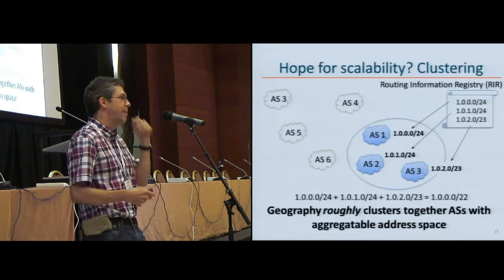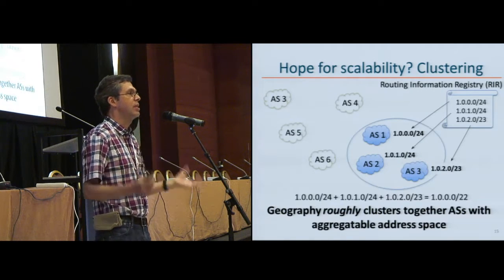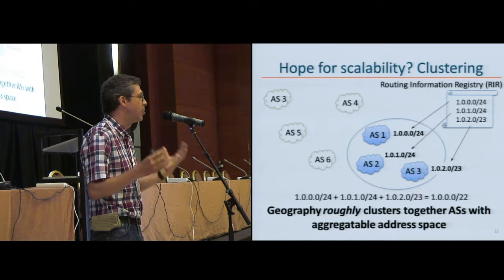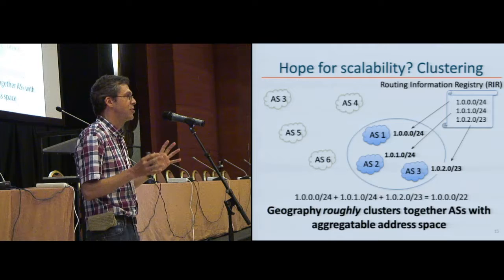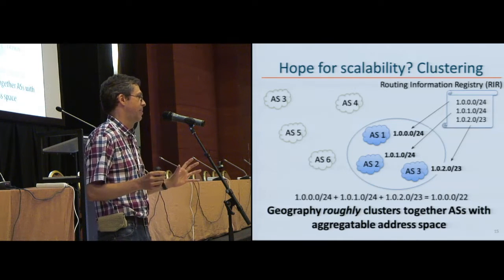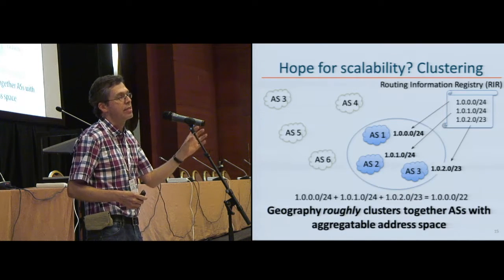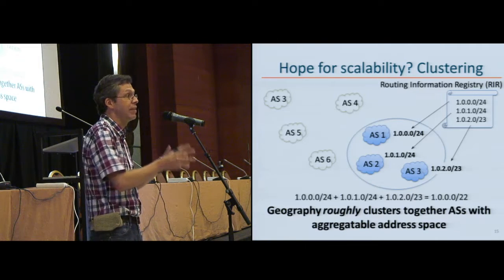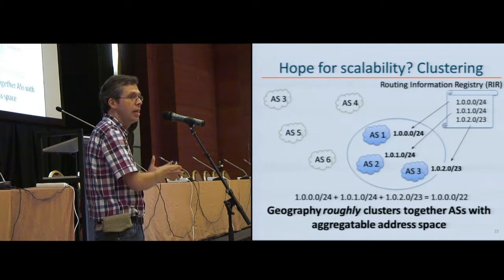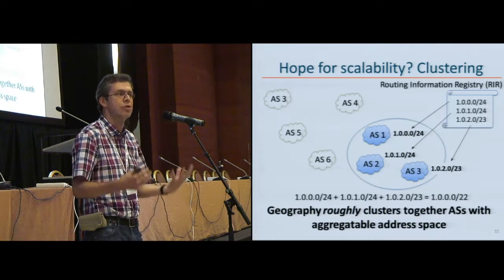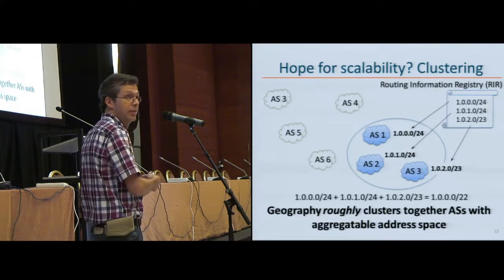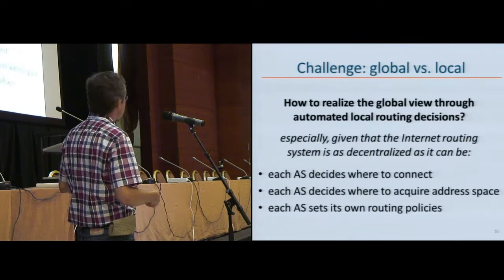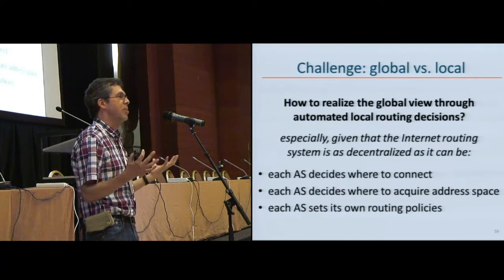The second rough structure of the internet is the fact that ASs with aggregatable address space tend to be close together. ASs acquire address space from routing information registries, which allocate space in a given geographic region, and ASs tend to connect to providers in the same geographic region. This is rough. This is not mathematics, an exact thing. So this gives an intuition why this is going to be possible.